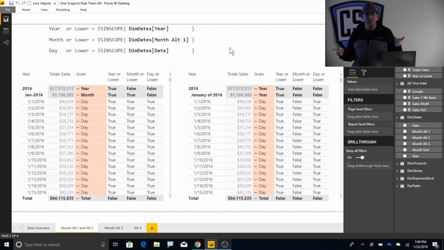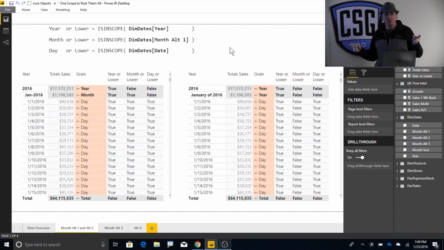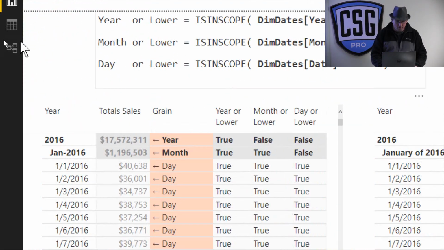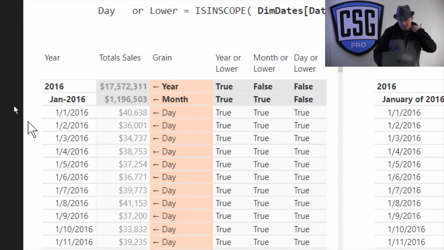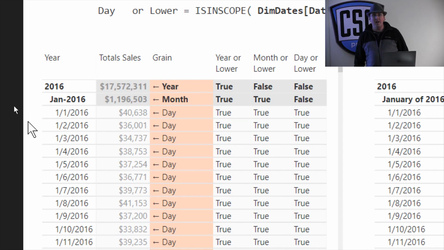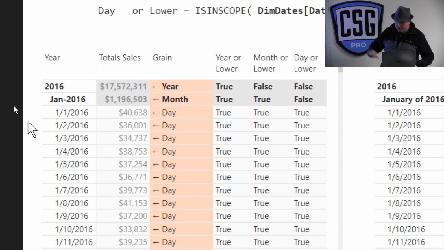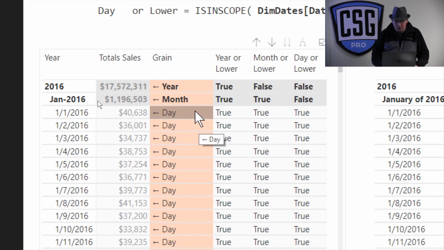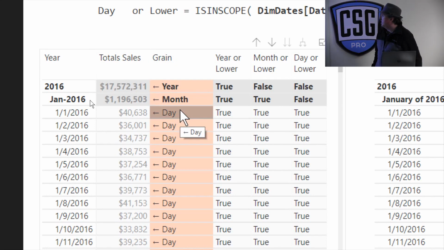Have you guys seen this? Never heard about this? What's really cool about this is it's designed to handle a situation such as this one, where you've got a matrix, and you want a measure that behaves differently depending on what hierarchy level you are in the matrix. For instance, over here, this is a pretty dumb one, we just have a label that says: am I looking at a year? Am I looking at a month? Am I looking at a day?